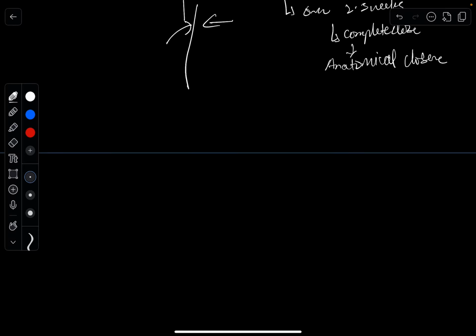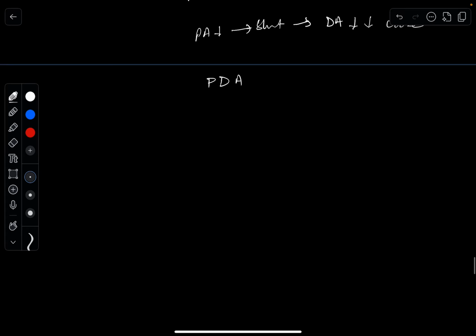As now the pulmonary arterial pressure decreases, there is no need to shunt, so the ductus arteriosus will slowly have no flow and it will close. If this persists, it is known as persistent ductus arteriosus, or PDA, right?